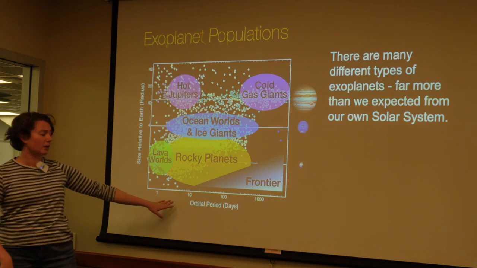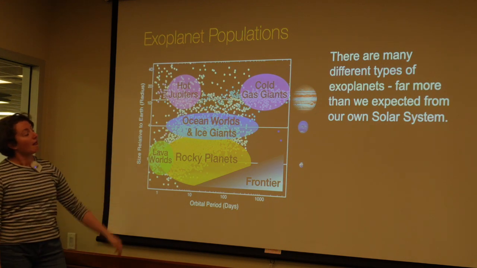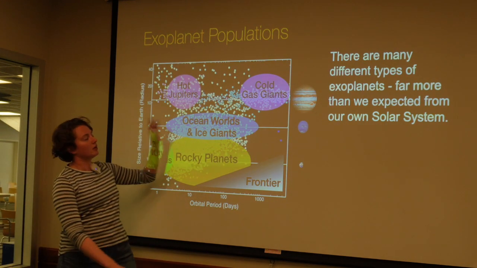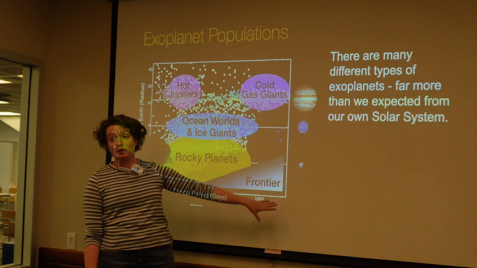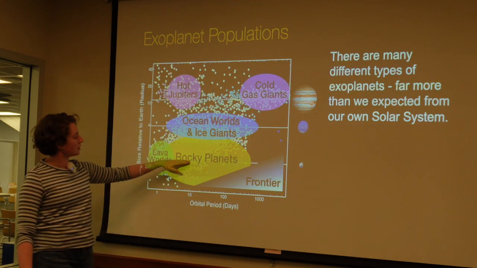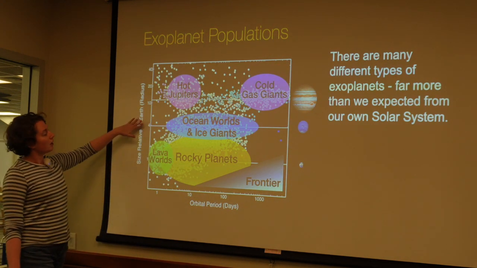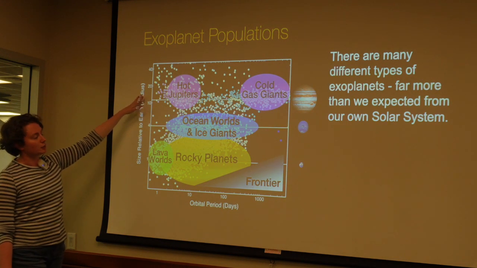So here again on the x-axis we have orbital period, and on the y-axis, size. And then here on the right, you can see some solar system planets for reference. So here, this line corresponds to the size of the Earth. Then next we have Neptune, and finally Jupiter.